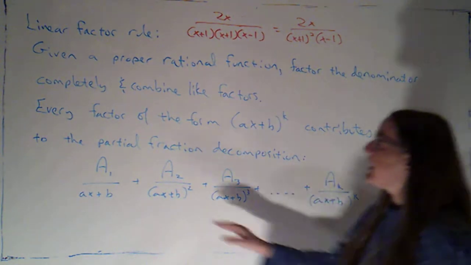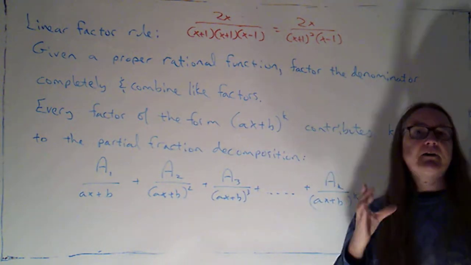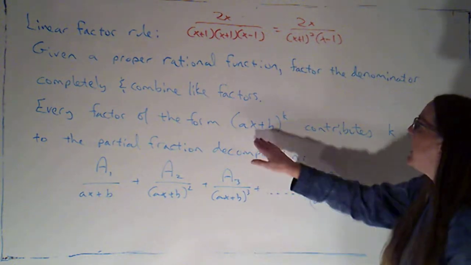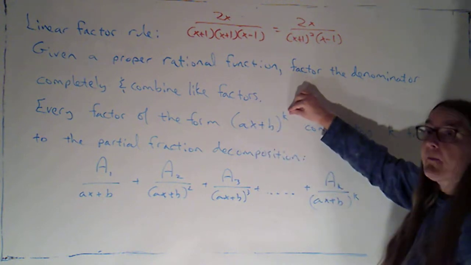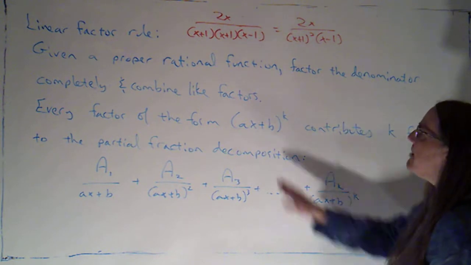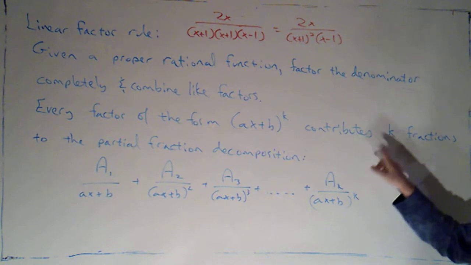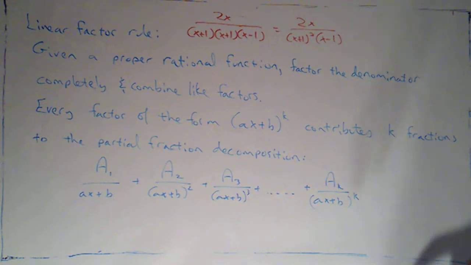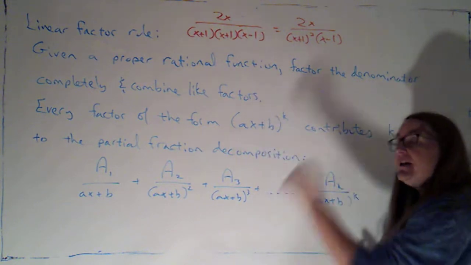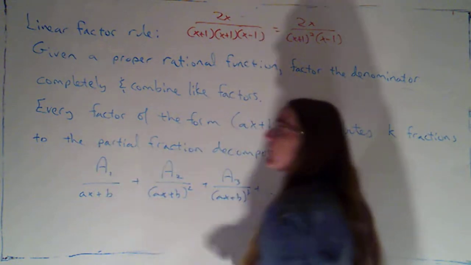Okay, so then every factor of this form, ax plus b, that's just an arbitrary linear function. Here it was x plus 1. I could have 2x plus 5. A linear function to a power k, where k is of course going to be a positive integer. For every factor of that form, that's going to contribute k fractions to the partial fraction decomposition. So this is actually k factors of ax plus b. The number of factors that I have determines the number of fractions that I'm going to get.